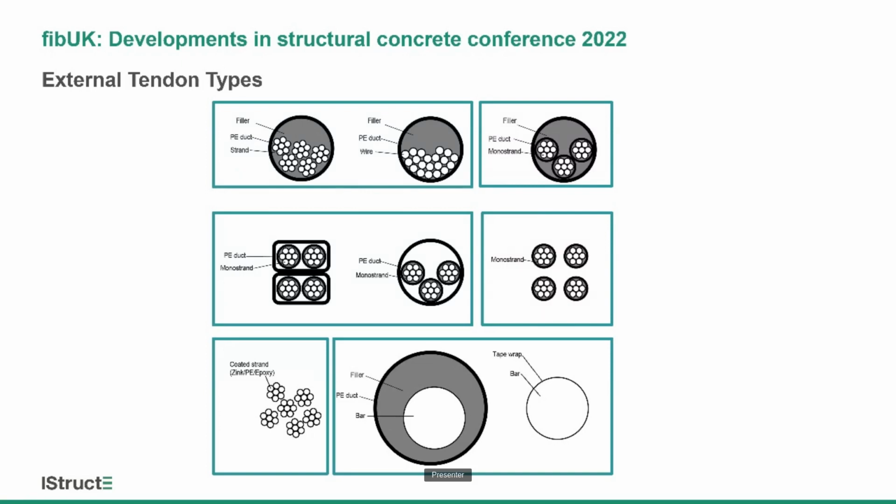And last but not least, on the right bottom one, you see bar tendons that are also used, especially for shear reinforcement for vertical tendons, where you typically have the bar within a PE duct and a filler, or the bar protected by wrapping a special corrosion protection tape around. So that is, at a high level, all the systems you see around the globe, and they are explained in the bulletin in more detail.